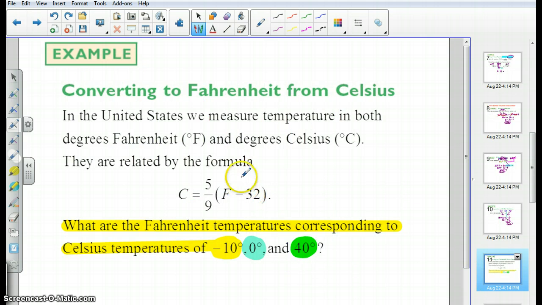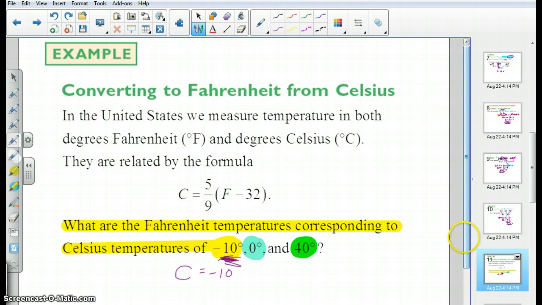For this one, we've seen this definition before. To evaluate the conversion of Fahrenheit to Celsius, I'm going to try to identify if this negative 10 is the F or the C. And since the directions are, what are the Fahrenheit temperatures corresponding to, these are the Celsius. So I know C is equal to negative 10 in this first example.